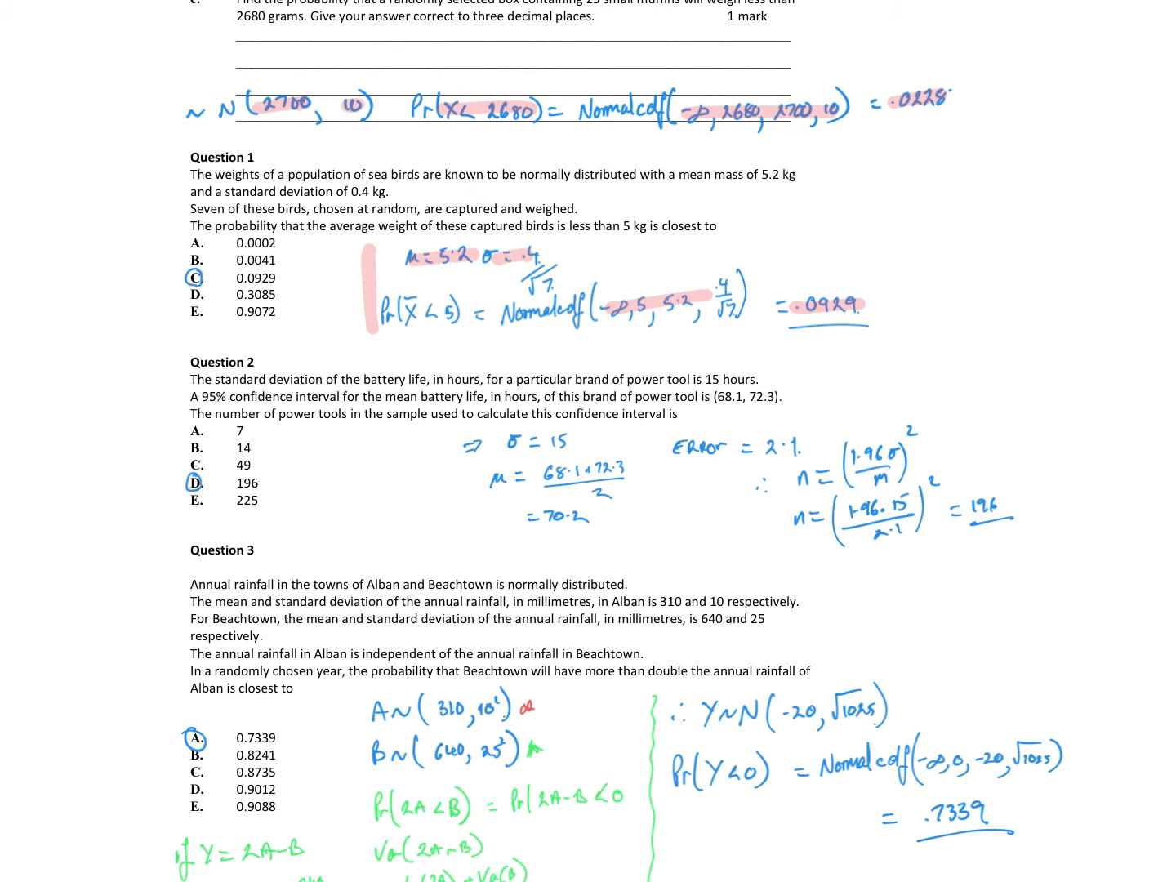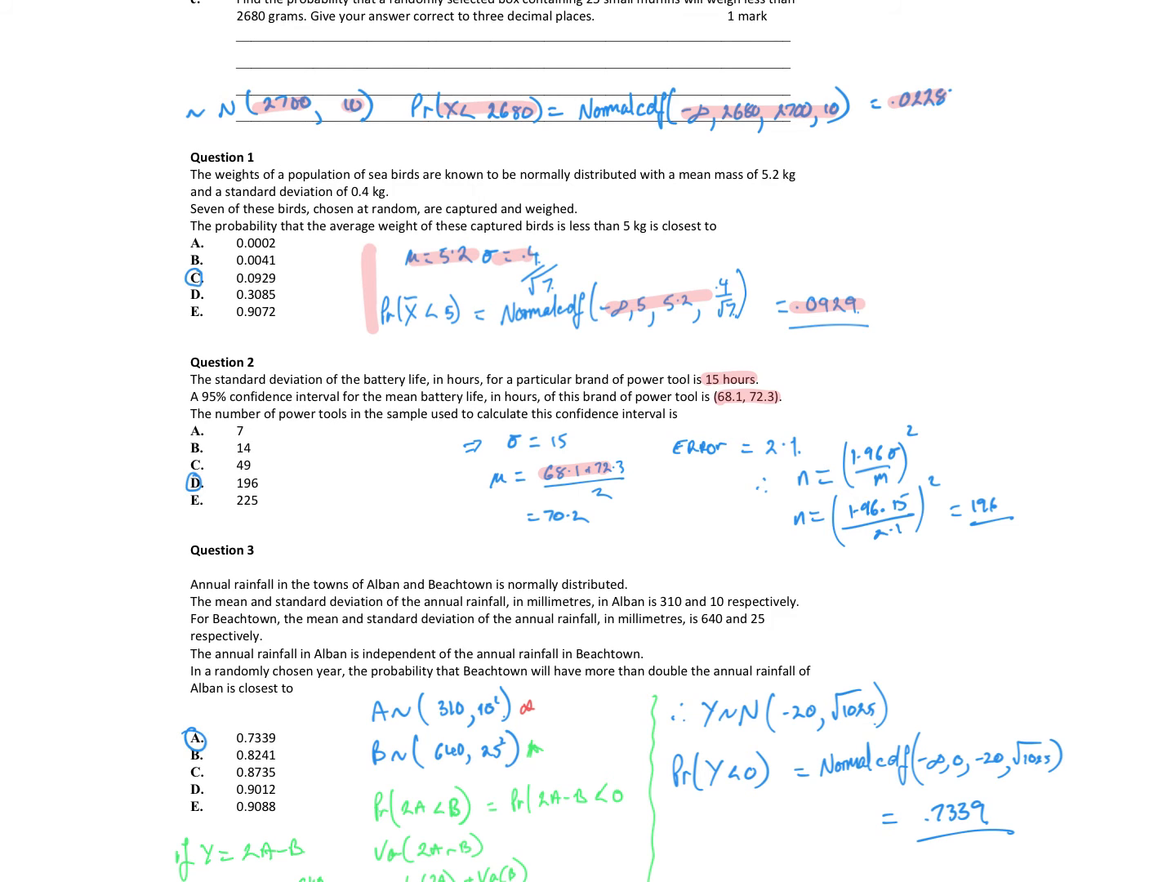The standard deviation for the battery life in hours of a particular brand of power tool is 15 hours. A 95% confidence interval for the mean battery life in hours of this brand is 68 to 72.3. Okay, what is the number of power tools that we used in this sample to get this interval? Okay, so we're told that the standard deviation is 15.